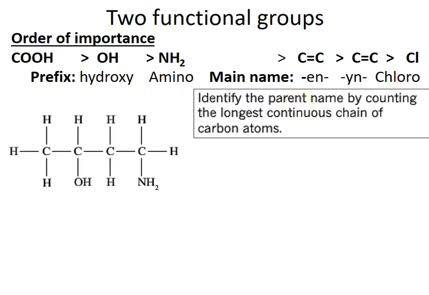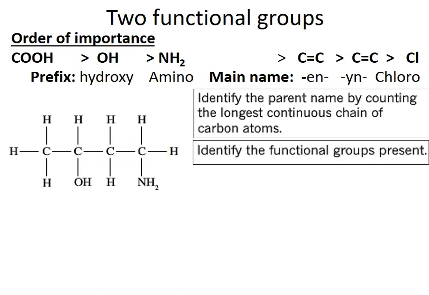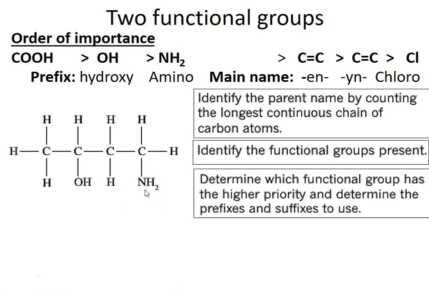Right, so if we do this, this is the example in your book. We do exactly like we always do with naming, find the longest chain. So circle it when you're finding the longest chain. So we've got 4 carbons. So somewhere in the main name is going to start with but. So identify the functional groups present. So you've got a hydroxyl group and an amine group.